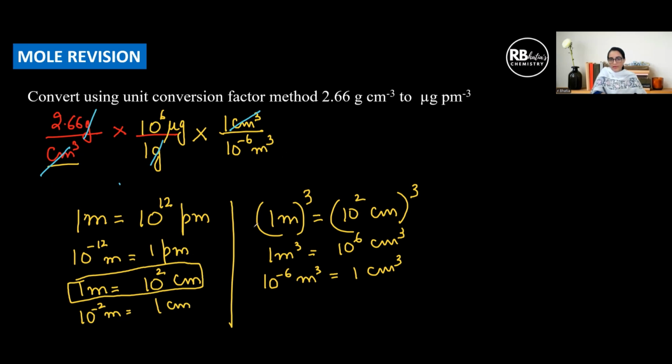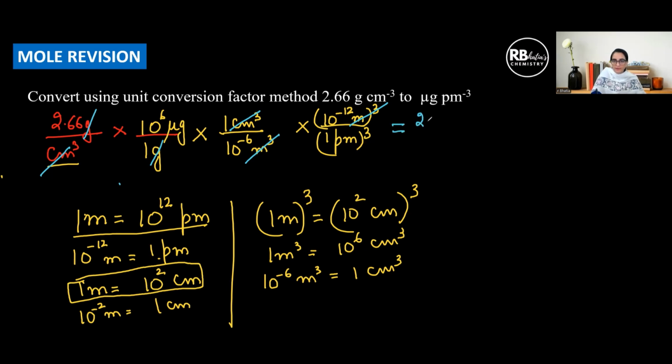Next, what do I do? I use another conversion factor between meter and picometer. So I want meter in the numerator. I can put 10 to the power minus 12 meter upon 1 picometer. I want it as cube. 10 to the power minus 12 meter upon 1 picometer, and I make cube on both the sides. Why? Because I want meter cube. This meter cube and meter cube will cancel off. I'll be left with picometer cube in the denominator.